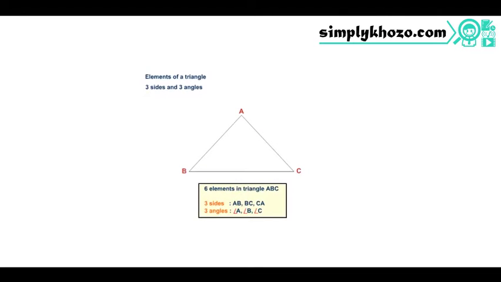The 6 parts, namely the 3 sides and the 3 angles of a triangle taken together, are called the 6 elements of a triangle. The sides AB and AC meet at the vertex A. Therefore, BC is the side opposite to the vertex A. Similarly, the sides AB and BC meet at vertex B. CA is the side opposite to the vertex B. And the sides AC and BC meet at vertex C. AB is the side opposite to the vertex C.